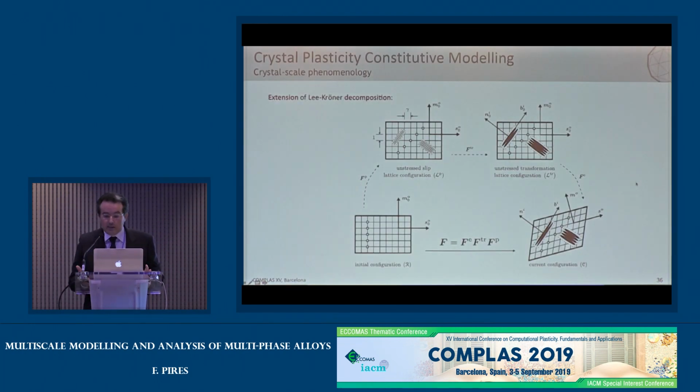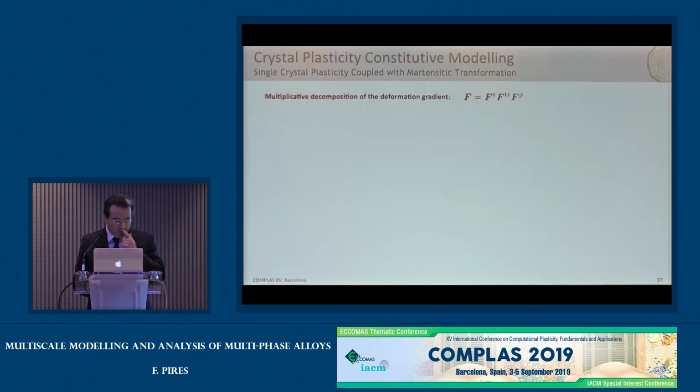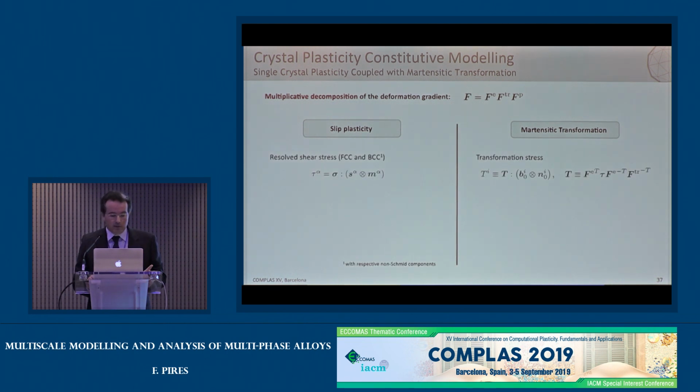So, following standard practices in crystal plasticity modeling, we can decompose the deformation gradient into different components. We have an elastic deformation gradient, a plastic deformation gradient, and also a transformation deformation gradient. And this implies the existence of two intermediate stress-free configurations on top of the reference and current configurations. One is the plastic slip, and the other one is the martensite transformation. And then we can formulate a model very similar to crystal plasticity.